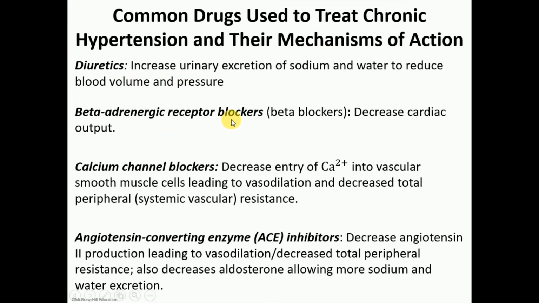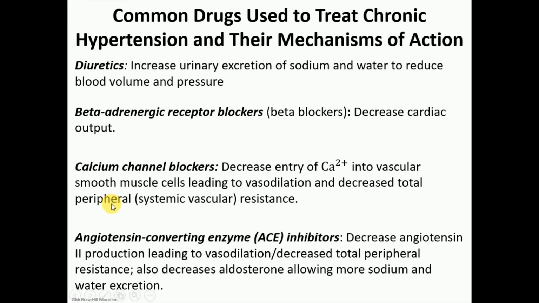A beta adrenergic receptor blocker or a beta blocker. So remember that the receptors on the cardiac muscles were beta adrenergic receptors. If you block those receptors, you can decrease the cardiac output, which will eventually lead to the decrease in blood pressure. Or we could use calcium channel blockers, and those are going to block the calcium channels found on the smooth muscle fibers on your blood vessels. Okay, and that leads to vasodilation. Okay, so we've decreased the peripheral resistance, and that decreases blood pressure.